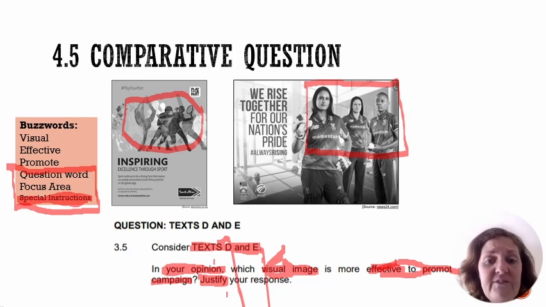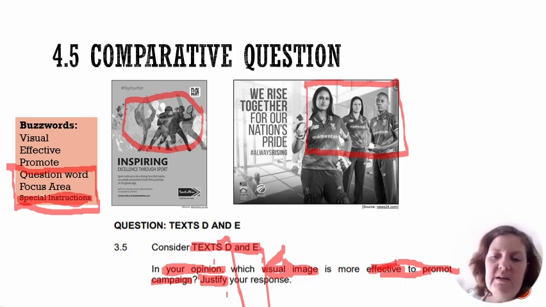Now, I've discussed the visual images. I've given my opinion on the visual images, but now I've got to say which one is more effective in promoting the campaign. I would prefer text E to promote the campaign because I think that real people will attract a real audience. There you go. Third mark earned.